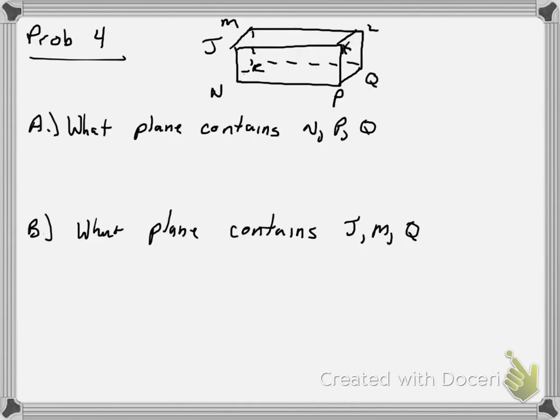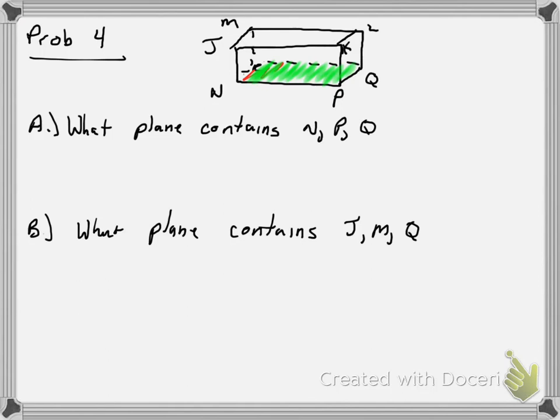Problem 4 talks about what plane contains NPQ. They want you to kind of shade it in. It's kind of dumb because a plane that contains points N, P, and Q is plane NPQ, but if you're shading it, they just want you to say that this is the bottom plane.